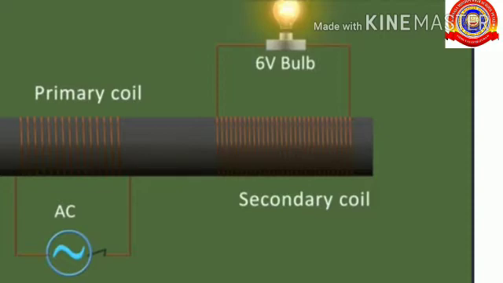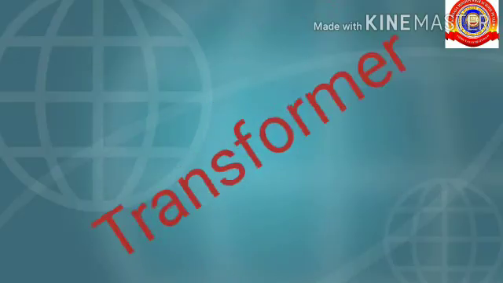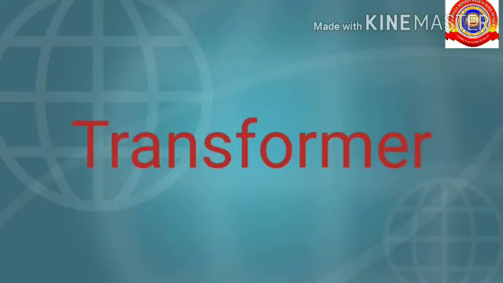In mutual induction, there is a relation between the number of turns of the coil and the induced EMF. So let's see what it is. When the number of turns in the secondary increases, you can see in the figure, the intensity of the bulb also increases. That means the EMF increases. And when the number of turns in the secondary decreases, the intensity of the bulb decreases. That means the induced EMF decreases. And the next one is transformer. So let's see what a transformer is.